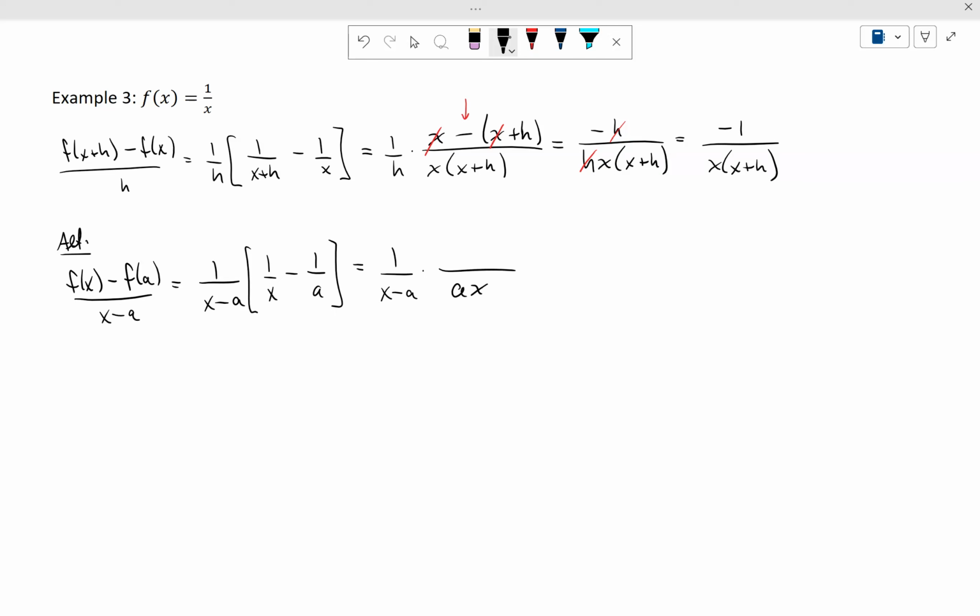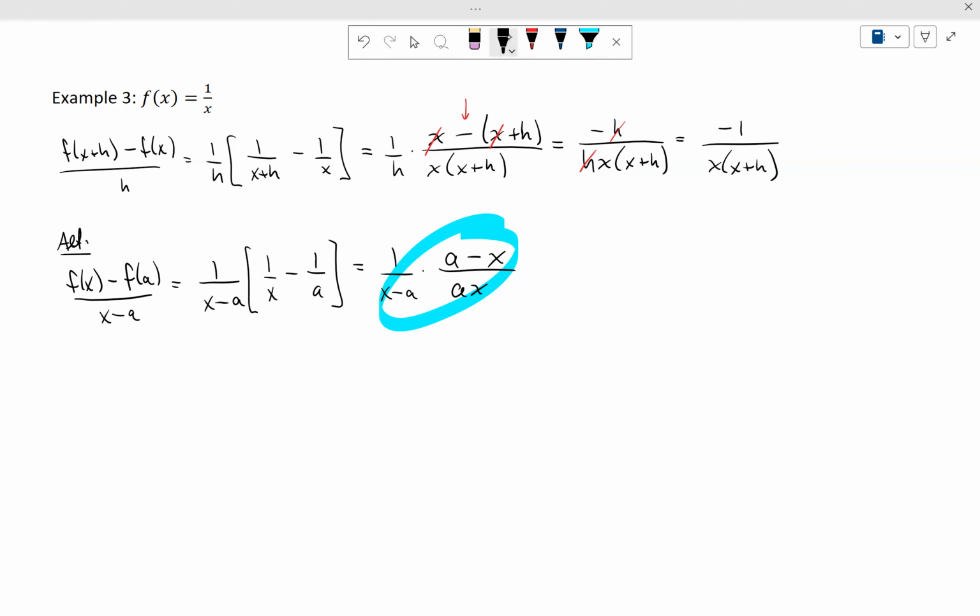Now, the first fraction, we would have to multiply top and bottom by a. So you get a over ax minus, again, the same minus sign as before. And the second one, we'd have to multiply top and bottom by x. So you get a minus x in that numerator. Now, these look really closely related. The numerator and denominator factors are a little bit off.